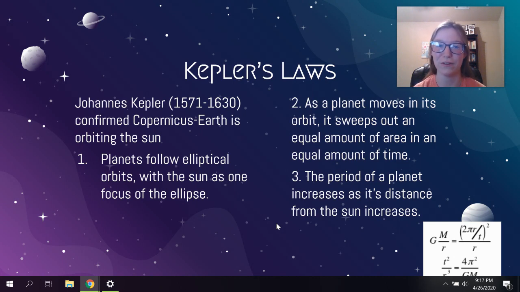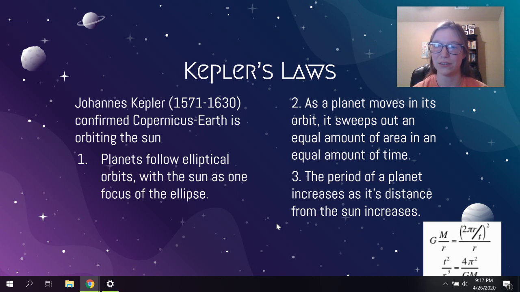So as they are, the very first one is fairly simple, and that's the idea that planets do not move necessarily in a circular pattern. They actually move in an ellipse. So an elliptical pattern is sort of an oval-like pattern with the sun as one of the foci, or the sort of focus of that ellipse.